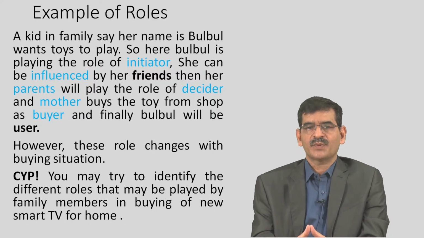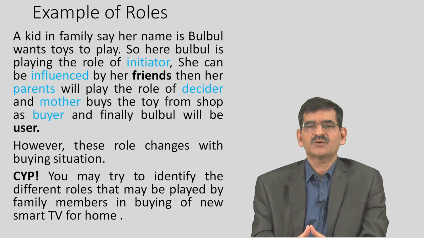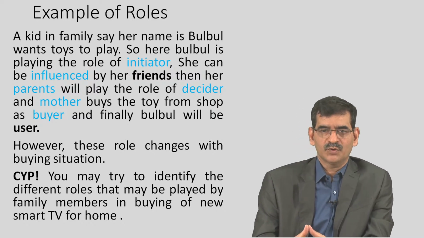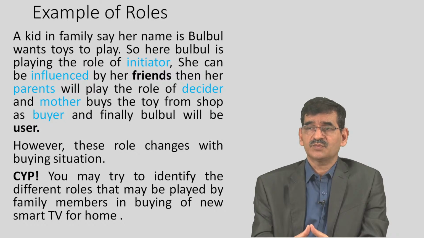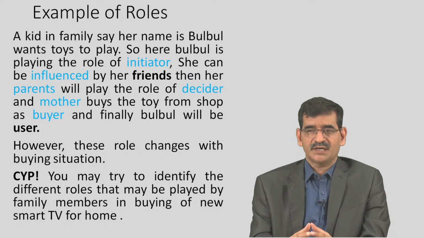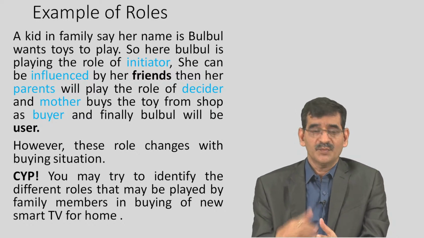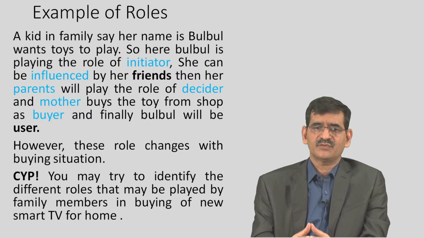Now, she can be influenced by her friends, and if she is watching cartoon advertisements, she can be influenced by advertisements also. But here the major role will be played by the friends of Bulbul. Then her parents will play the role of decider. The role of parents is very important. Suppose the mother of Bulbul is a teacher, so she will look at buying the toy from her own perspective, and if Bulbul's father is a doctor, his orientation will come into play when deciding about the toys. So individual customers have influence through the different roles they play.